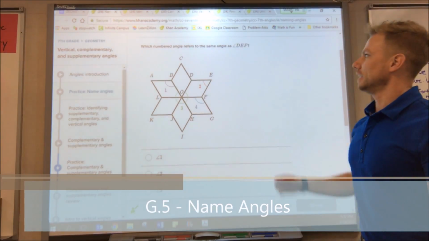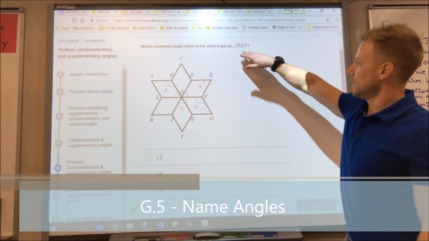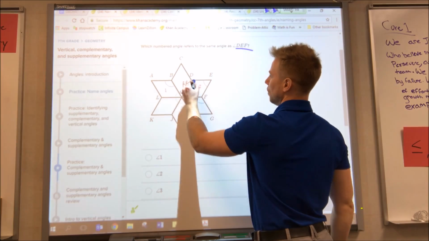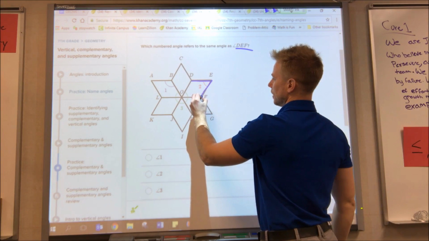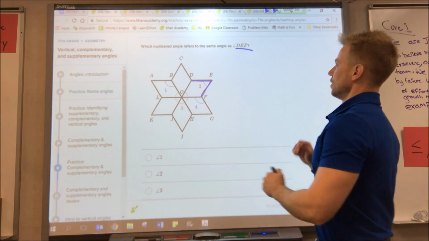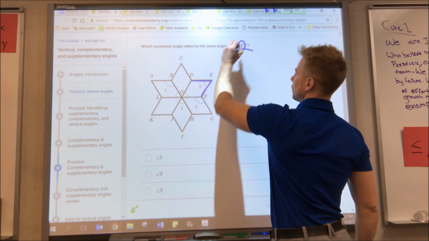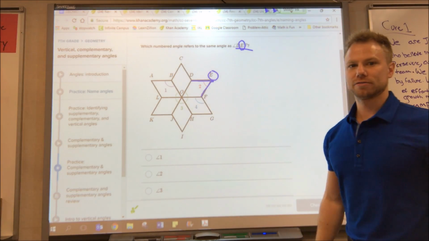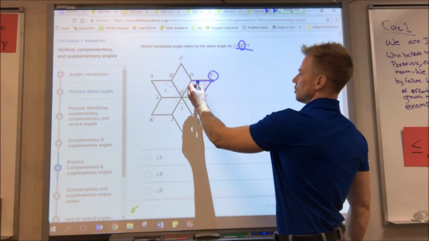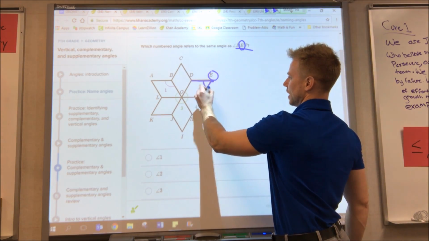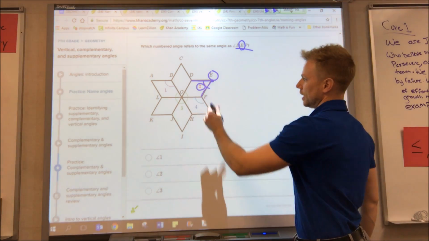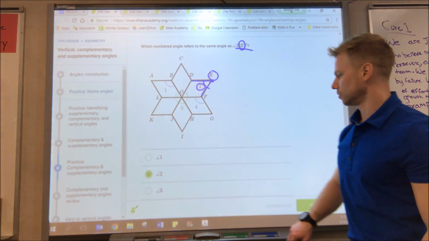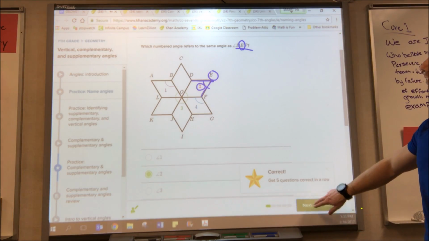All right, on the first link, we need to figure out which angle is the same as angle DEF. All right, so we're going to find that angle DEF. The letter that is in the middle is going to be our vertex, which is the point from which the angle starts. So we have angle DEF. That is going to be the same then as angle 2, which starts in the corner where E is as well. So I would choose 2, and that's good.